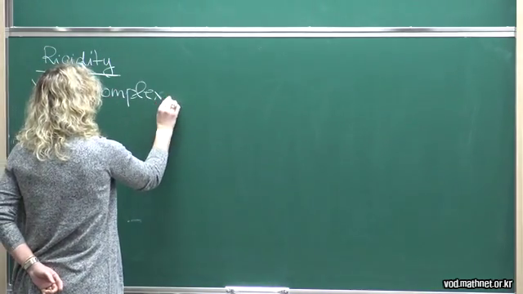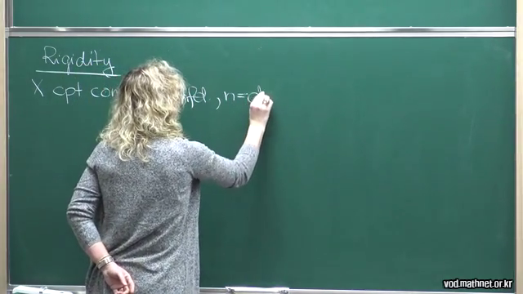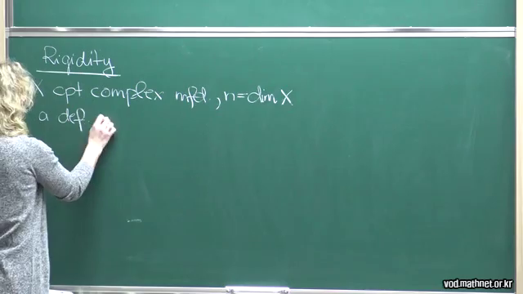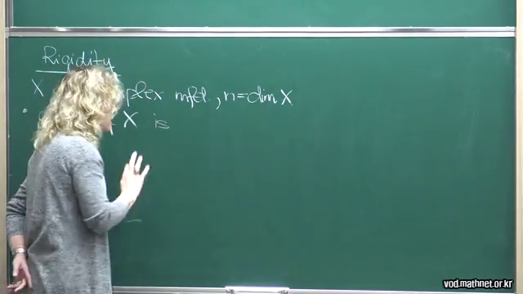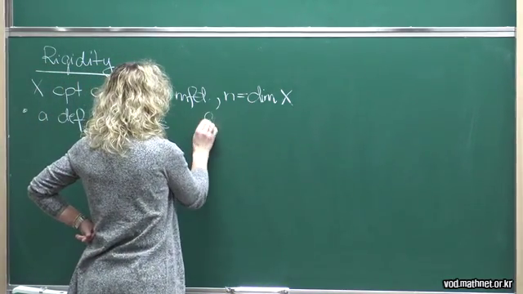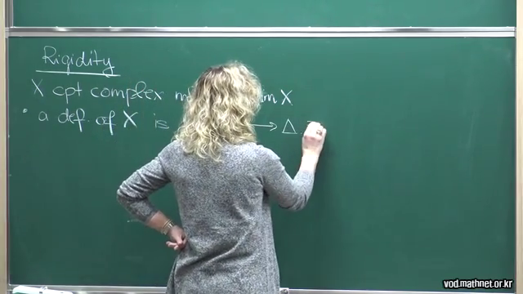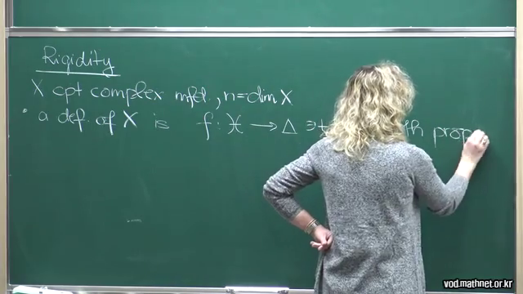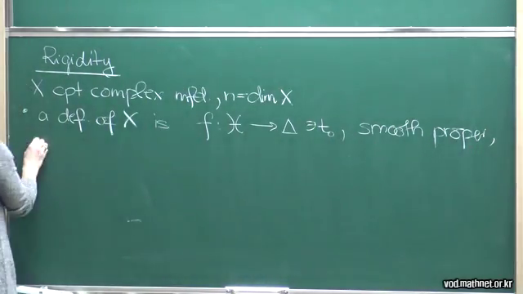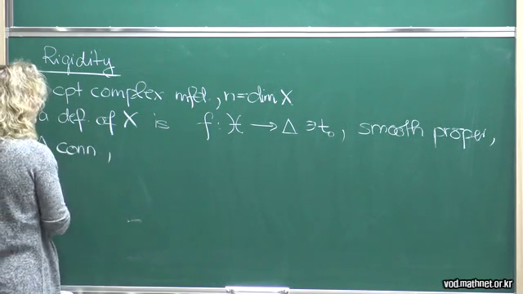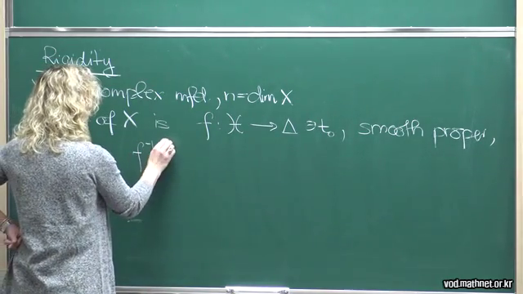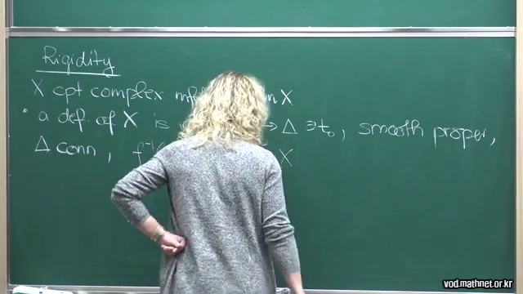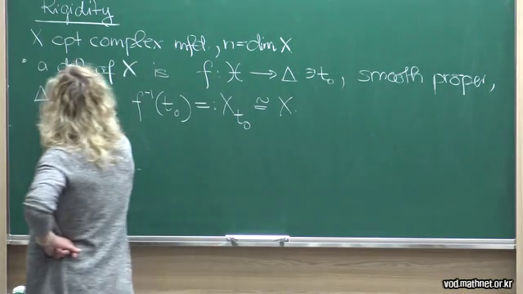So if I have a compact complex manifold X, so this is rather general, n is the dimension, a deformation, everybody knows, of X is, well, I just consider smooth deformations, a map f from X to Delta, and I have a point t0 where f is a smooth proper map, and Delta is a connected analytic space. And the fiber over t0, I call this X_t0, is isomorphic to X. So this is a deformation of X.